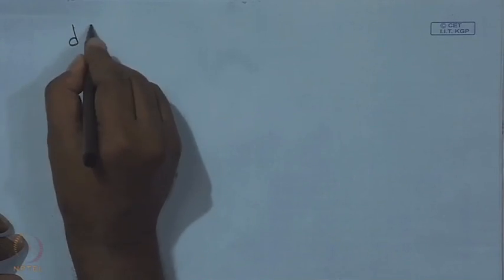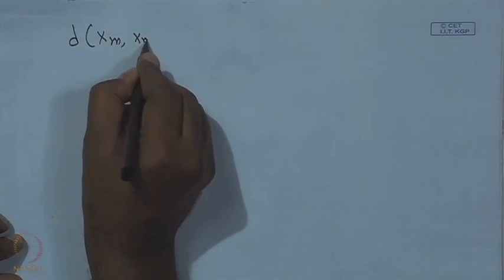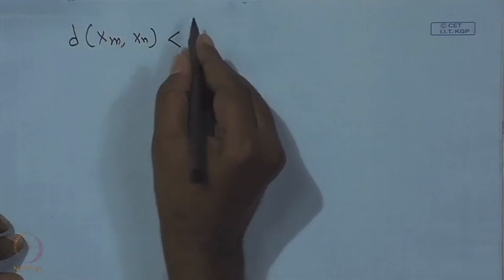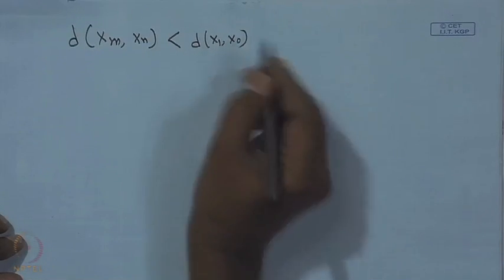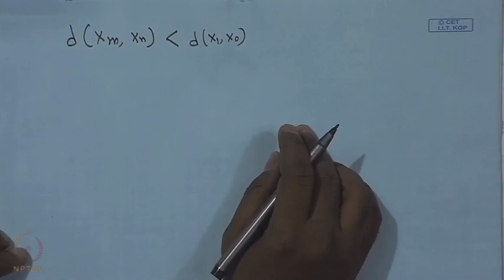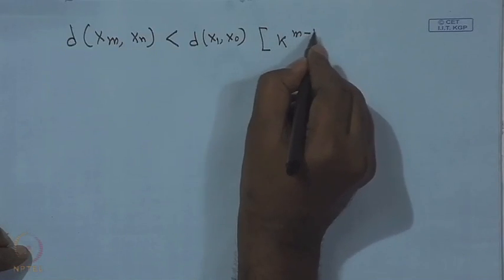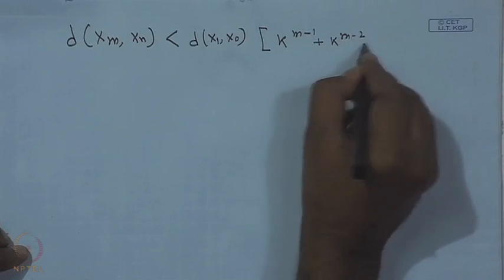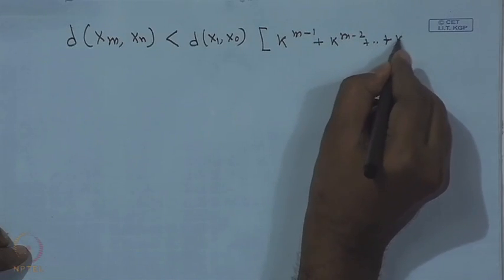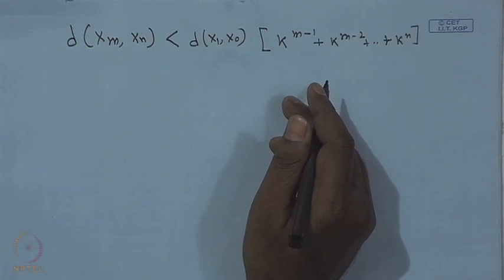So, metric between x m and x n can now be written as metric between x1 and x0, that is a scalar, so it has to be taken common, and we can write it down as k to the power m-1 plus k to the power m-2 up to k to the power n. So, this becomes a series.